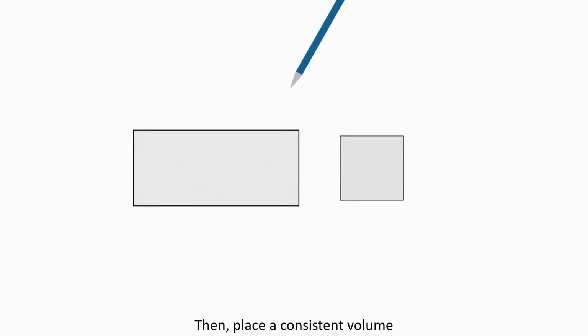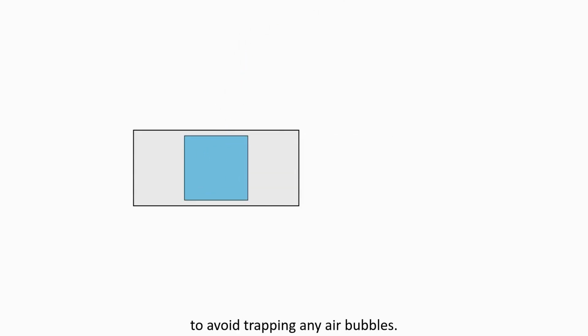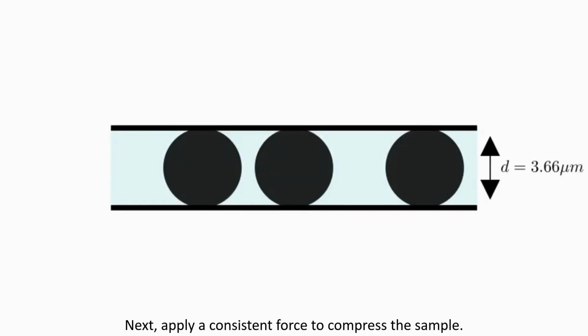First, get a microscope slide and a coverslip glass and clean them both using ethanol. Then, place a consistent volume of your microsphere sample onto the slide. Gently lower the coverslip onto the sample to avoid trapping any air bubbles. Next, apply consistent force to compress the sample.